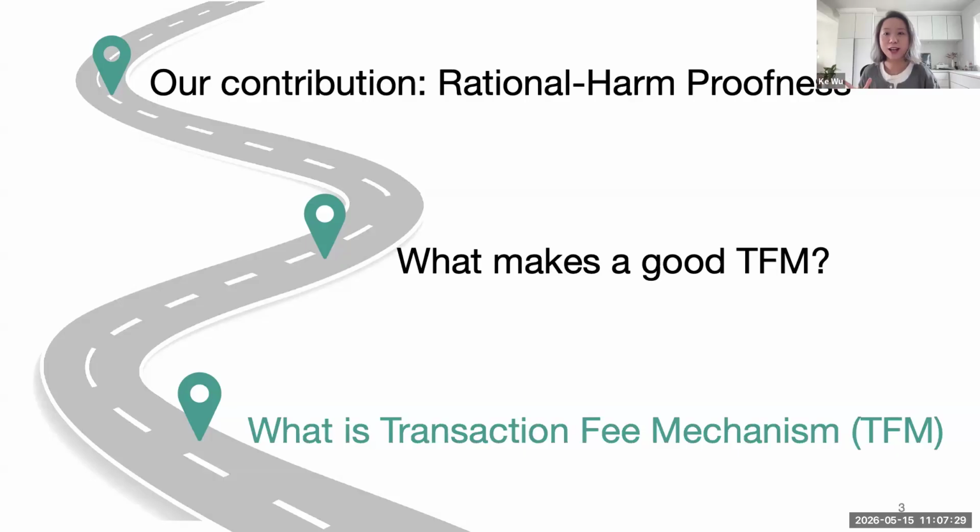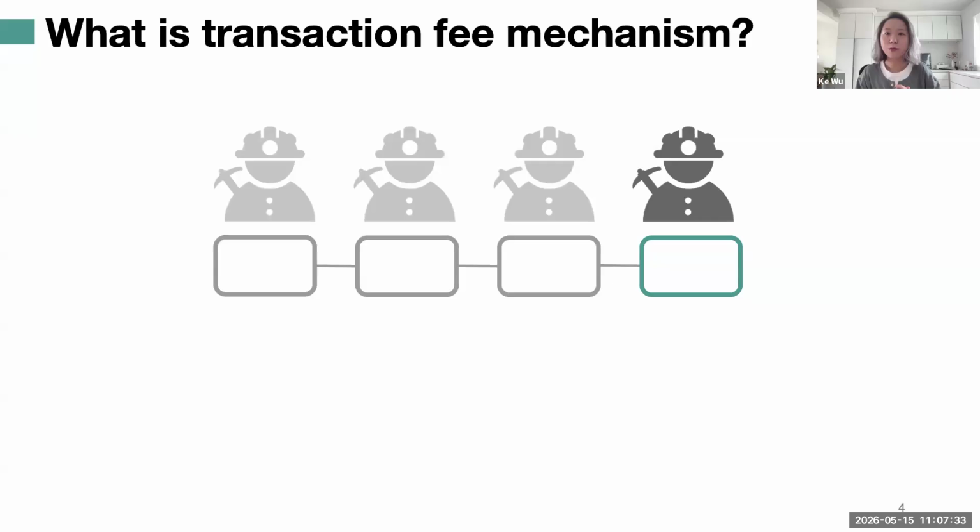Great. So what is a transaction fee mechanism? Since we're pretty familiar with blockchain, I'll just keep some part of it. So we know that blockchain consists of a chain of blocks. Each block consists of an ordered list of transactions, and each block is controlled by its creator. And in this talk, I'm just going to call them miners, although in Ethereum they're also called validators.